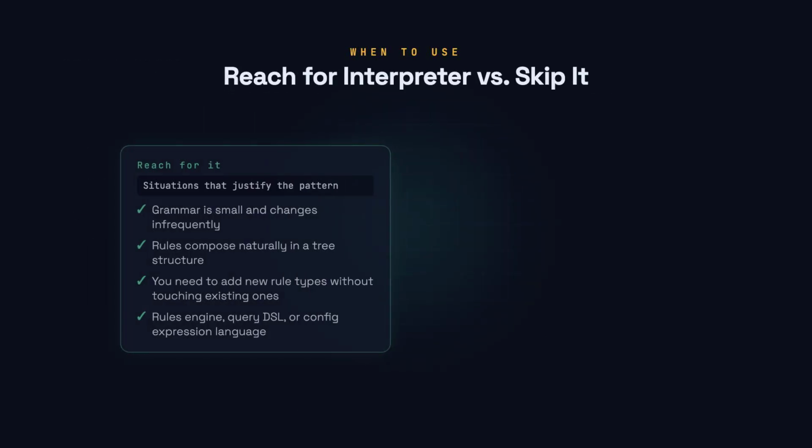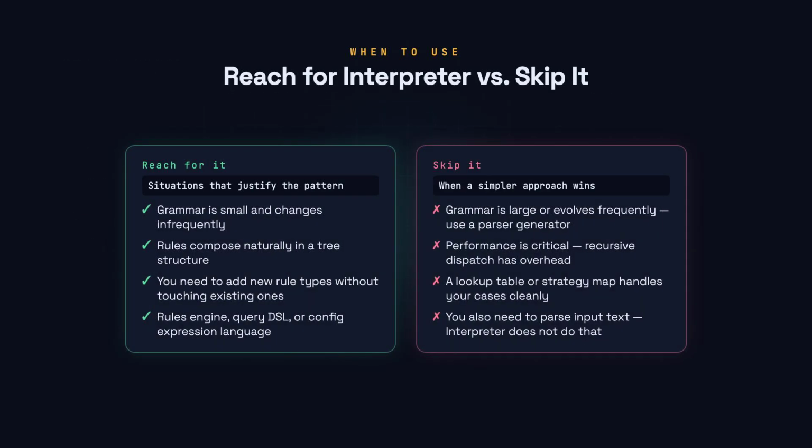Use the interpreter pattern when you have a small, stable set of grammar rules that you want to represent as composable objects. Think boolean rule engines, simple query filters, or configuration expression languages. Avoid it when your grammar is large or frequently changing. At that point, a dedicated parser generator like ANTLR will scale far better. Also note that the pattern covers evaluation only. You still need separate parsing logic to turn a raw string into the expression tree.